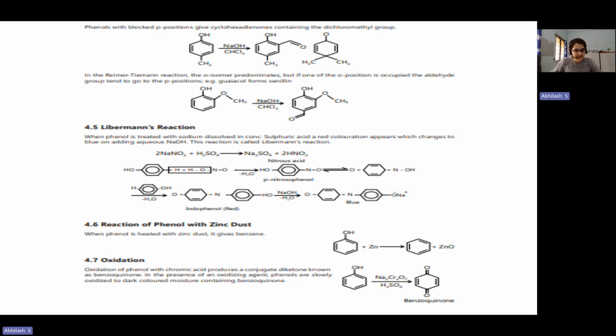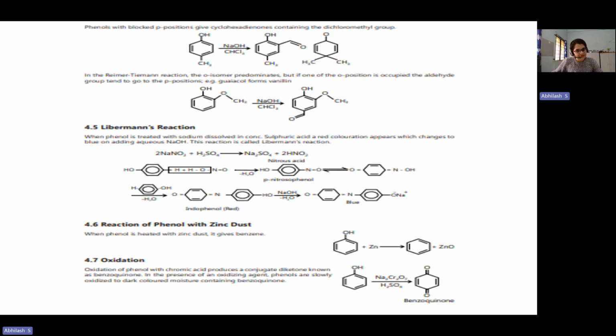There is Liebermann's reaction. This is not that important, but still you have to read it. When phenol is treated with sodium nitrite dissolved in concentrated sulfuric acid, it leads to the formation of a red colored precipitate, which changes to blue on addition of aqueous NaOH. This reaction is called Liebermann's reaction. The structures are not important, but still go through the reaction once.